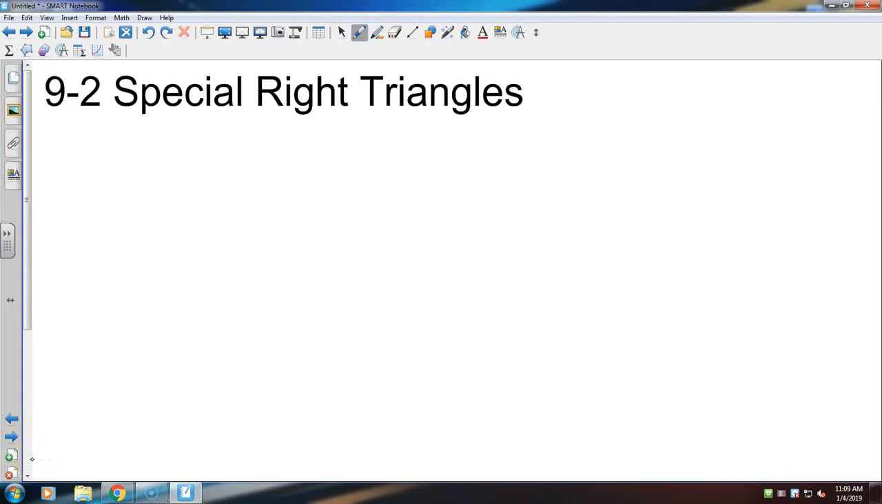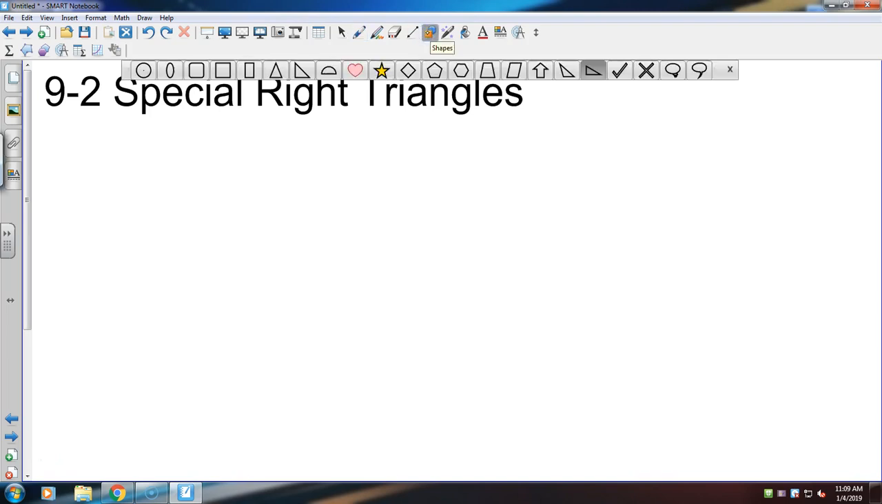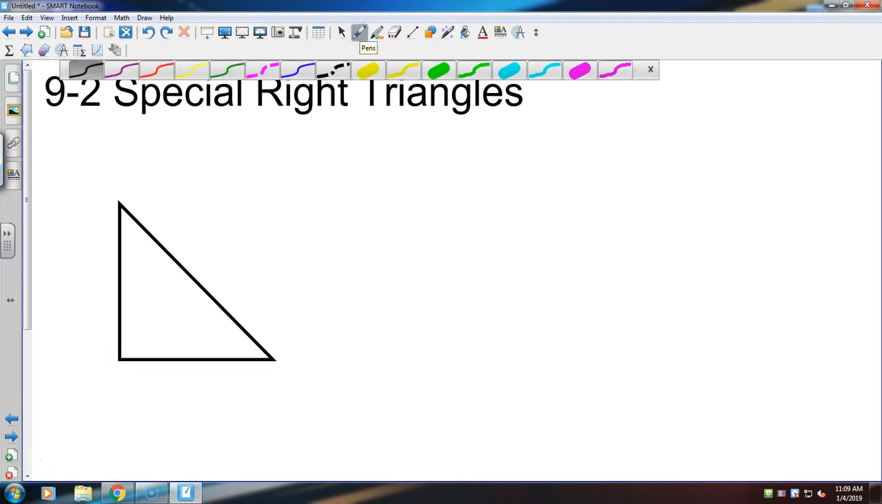Geometry Chapter 9, Section 2, we're going to look at special right triangles today. And so there are two different ones we're going to look at. Let's go ahead and start with the 45, 45, 90. Okay, 45, 45, that adds up to be 90 degrees.